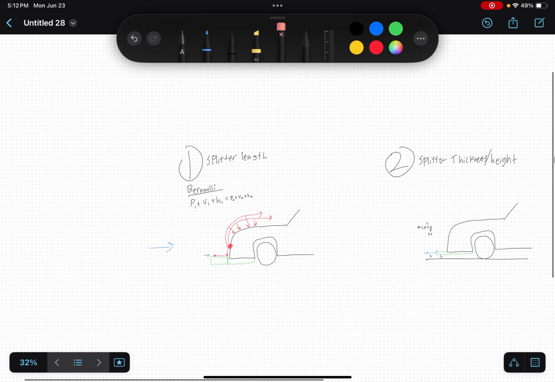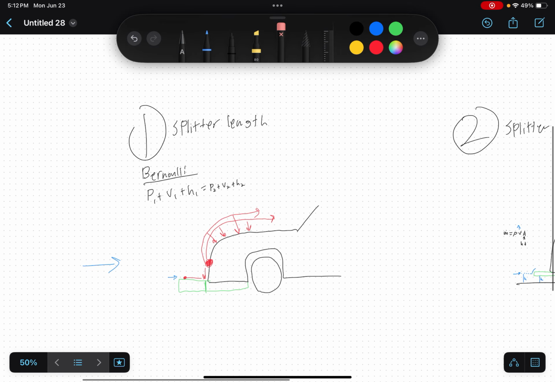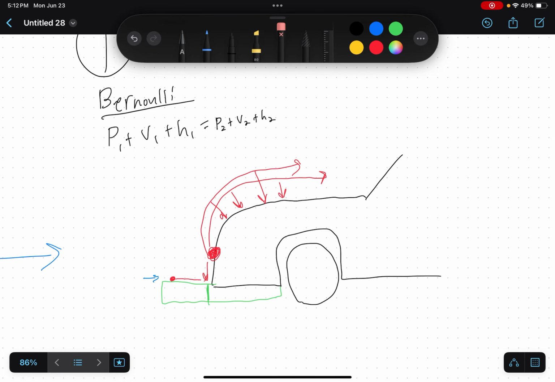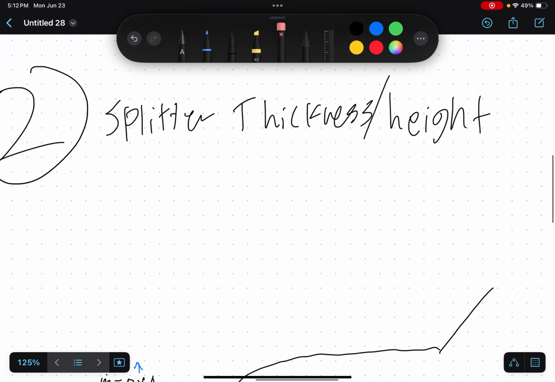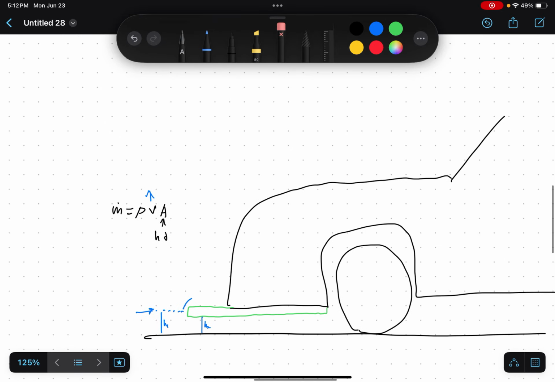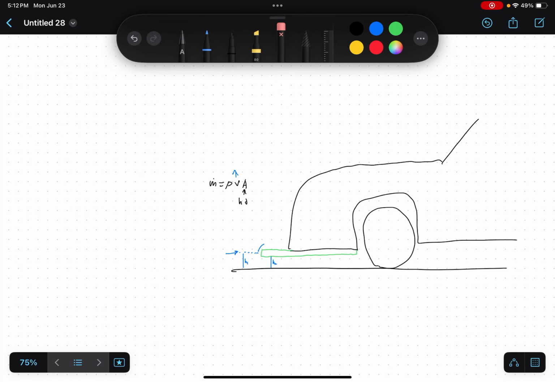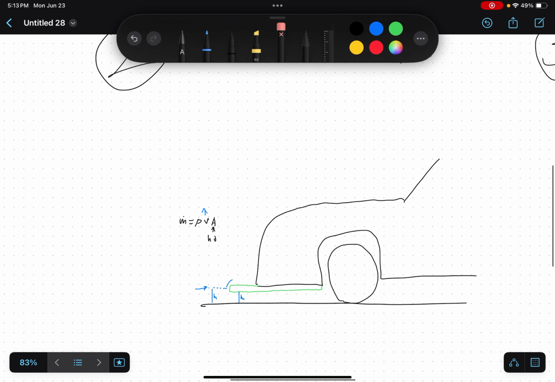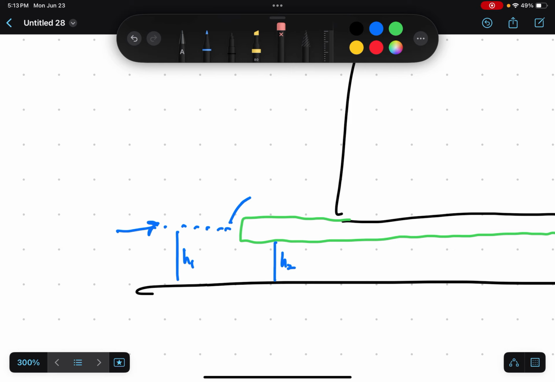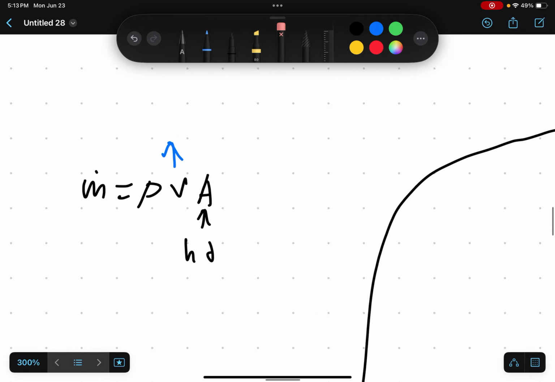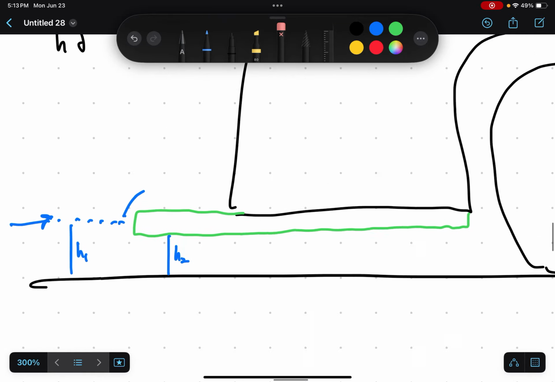I guess overall summary, splitter length, you want it to be as long as possible to stop stagnation air from going underneath the car and producing lift. Splitter thickness and or height, you want it to be as low to the ground as possible, such that this height ratio is as large as possible, such that the velocity ratio is as high as possible, such that the pressure ratio is as high as possible because of the Bernoulli.